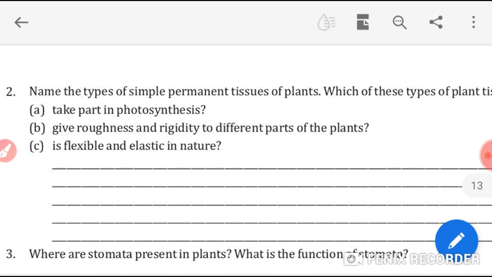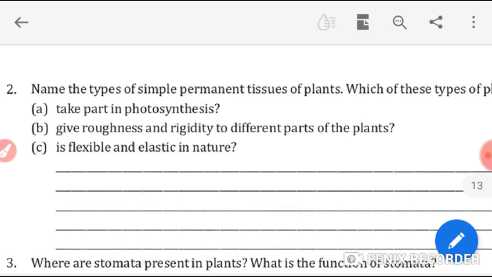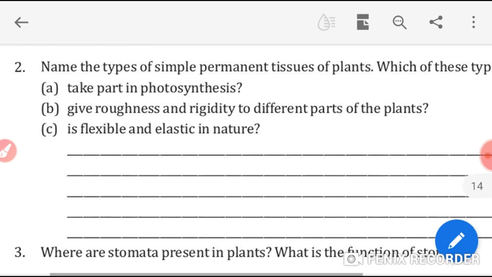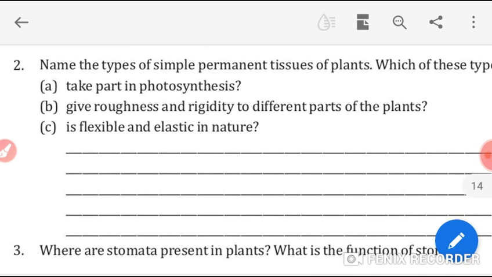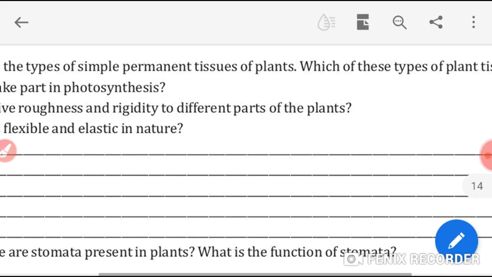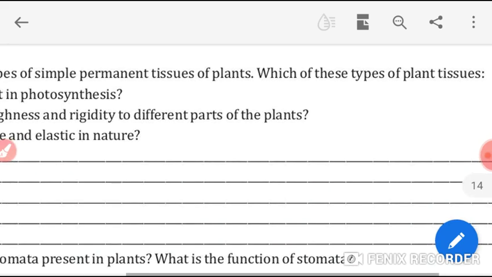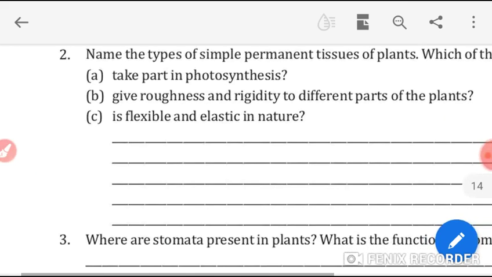Let's continue with chapter number 1, question number 2 of detail. Name the types of simple permanent tissue of plants. Which of these types of plant tissues first take part in photosynthesis, give roughness and rigidity to different parts of the plant. Third, is flexible and elastic in nature.